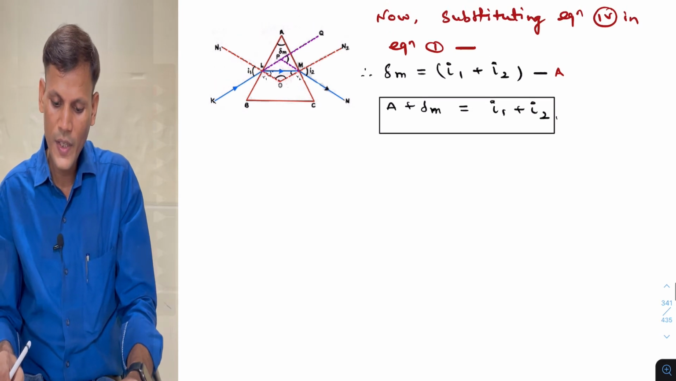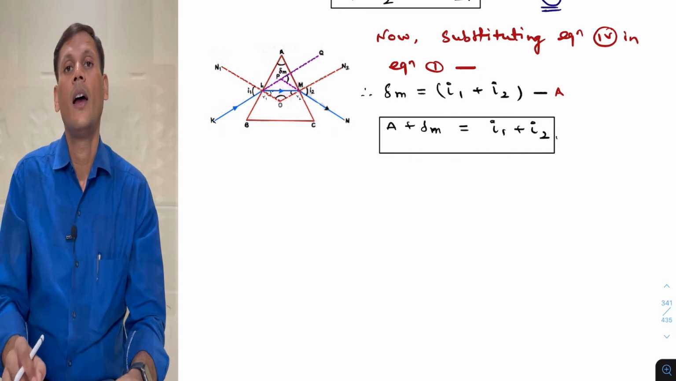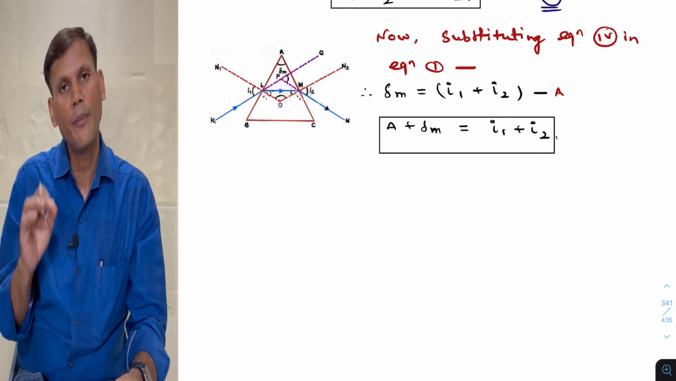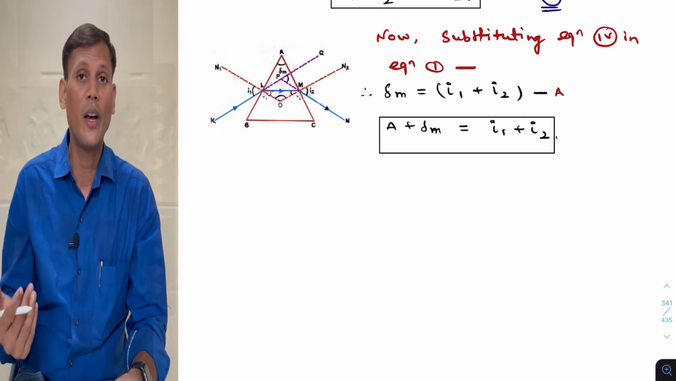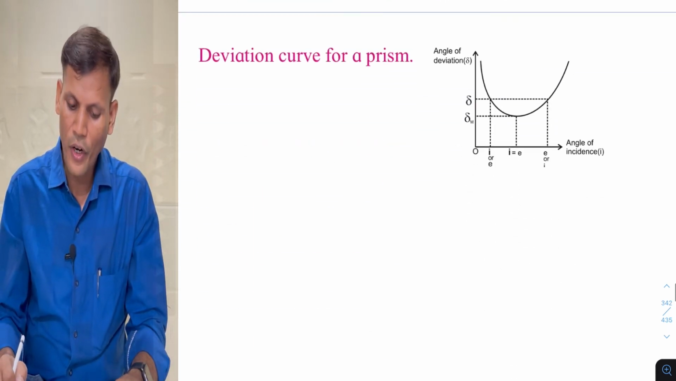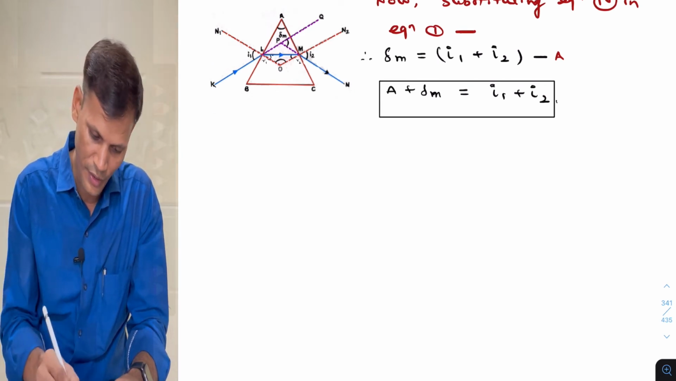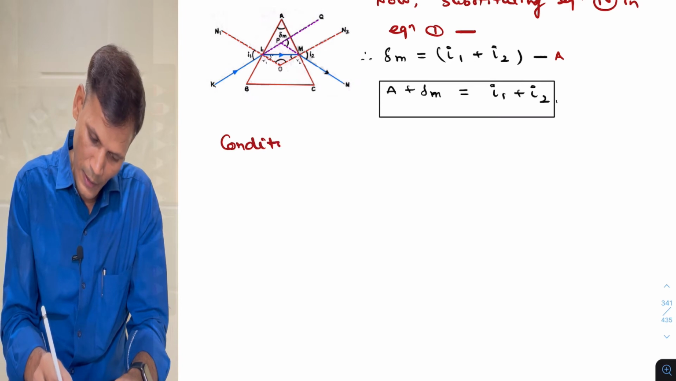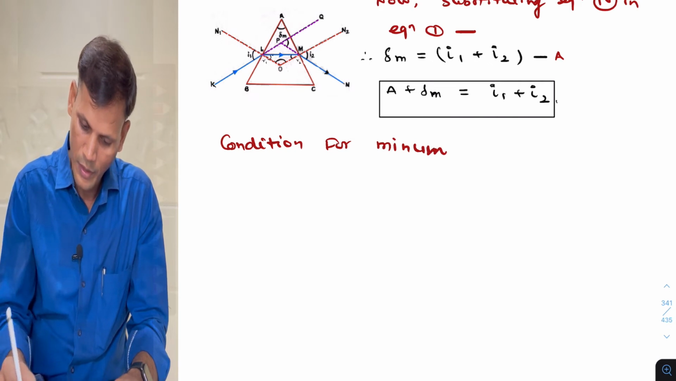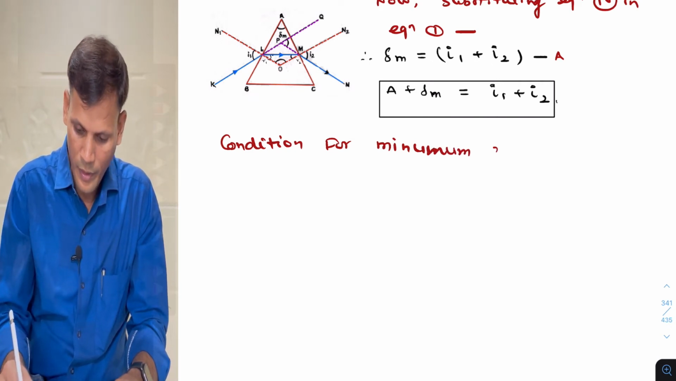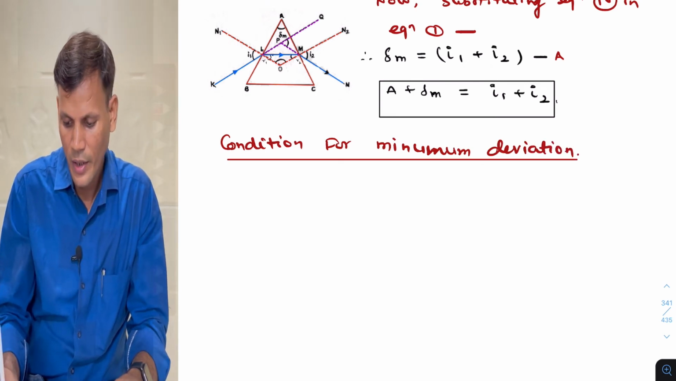Now we have to discuss one more thing, the condition for minimum deviation, and if we write the condition for minimum deviation, then we can find the equation for the prism formula. So I will write the condition for minimum deviation. What is the condition for minimum deviation?